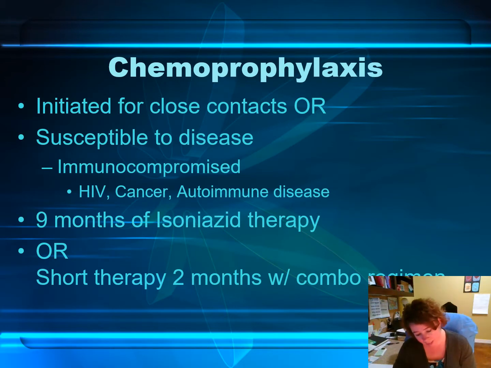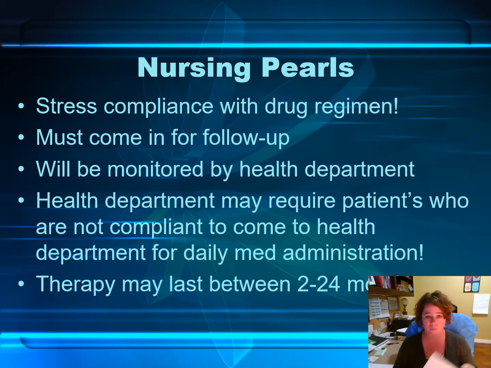So let's talk about those patients who maybe live with someone who's got active TB. Again, this is the patient who we want to make sure is, if they're immunocompromised, if they have anyone living in their home that would be more susceptible to get TB, we want to know about this. HIV, cancer, autoimmune disease. These patients may just need 9 months of isoniazid therapy, or just a 2 months with a quick combo regimen. They may give them 3 drugs, they may give them 2 drugs. It really depends on the patient themselves.